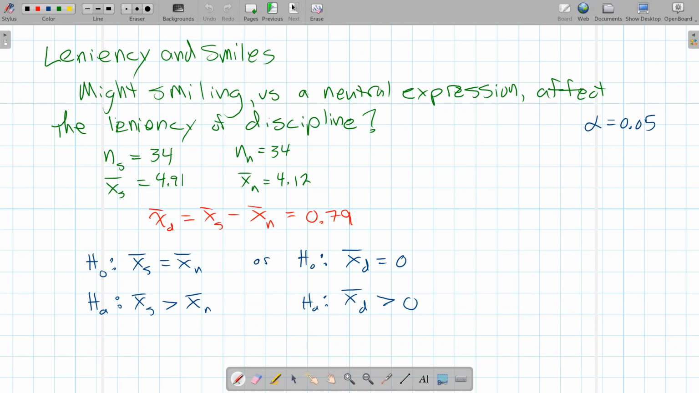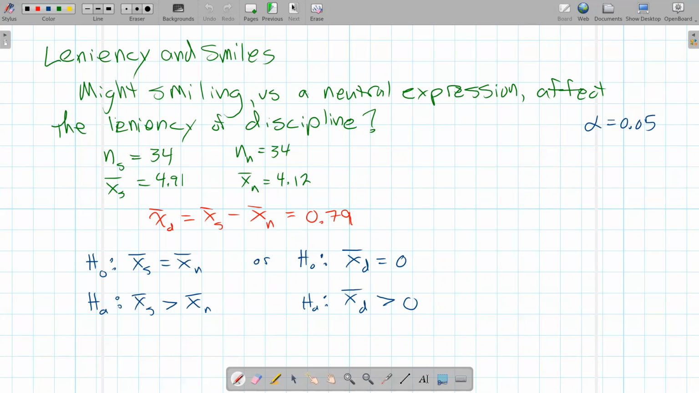And then they came up with this leniency rating. So based on the offense and the type of discipline that could be issued, they had a rating, I think it was from 0 to 10, for how lenient the disciplinary board was for each individual. And the question is, does smiling versus a neutral expression affect the leniency in the disciplinary hearing? Maybe if you have a smile, that changes the mood of the person that's judging you, and they might be more lenient toward you than if you had a neutral expression.